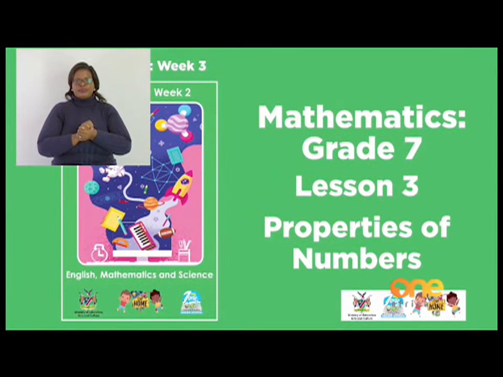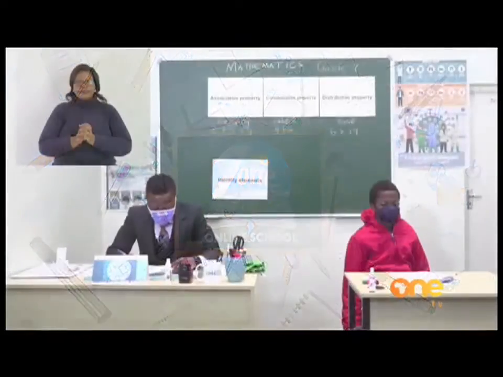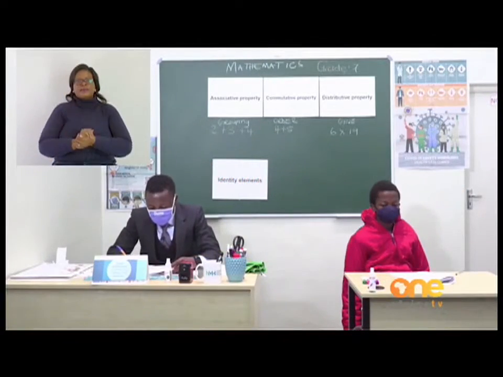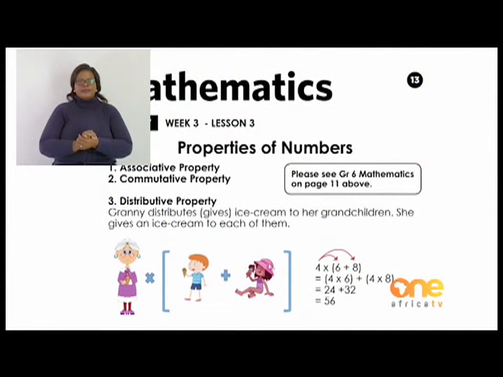Our lesson of today is on properties of numbers. Okay, let us take our booklet to page 13, where we are starting. And the properties of numbers, we have to read through. The first one is associative property, commutative property, and distributive property.